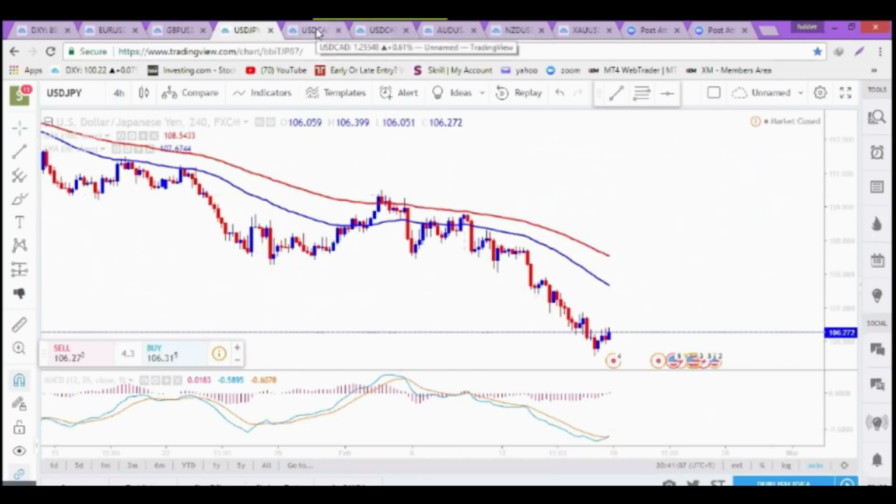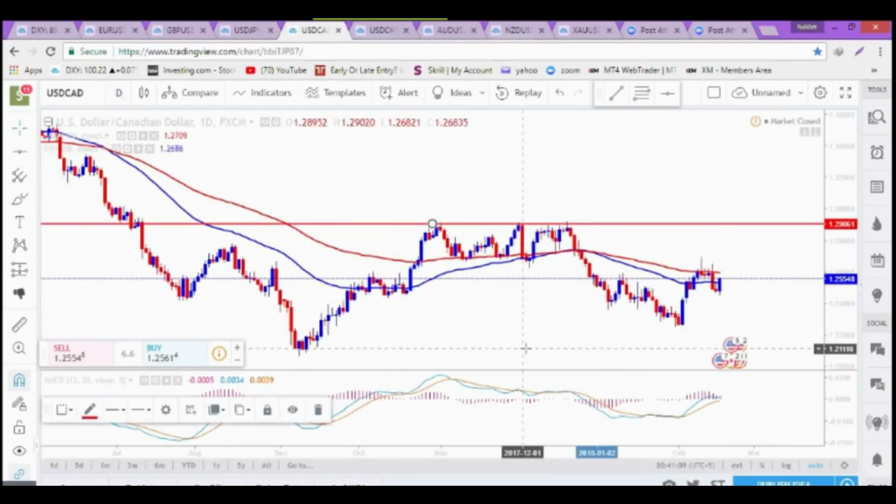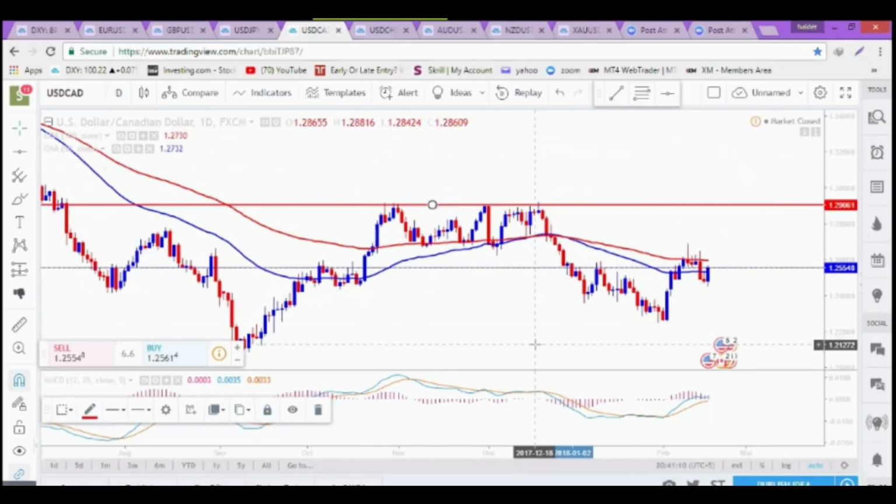So moving to USD CAD, I think in the US pairs, USD CAD did well, and it closed with a very bullish candle. And we were discussing that the oil prices are dropping, so we can expect a very good upward movement in USD CAD.